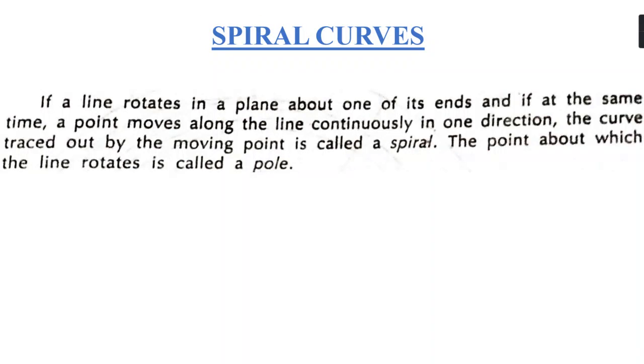If a line rotates in a plane about one of its end, and if at the same time a point moves along the line continuously in one direction, the curve traced out by the moving point is called the spiral. The point about which the line rotates is called the pole.